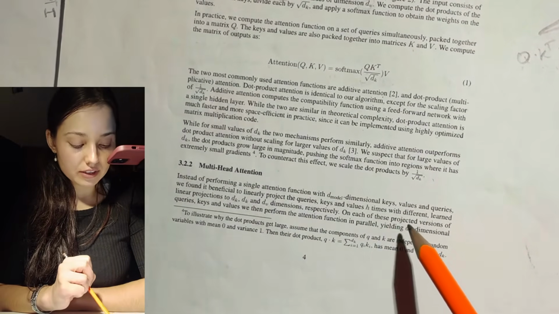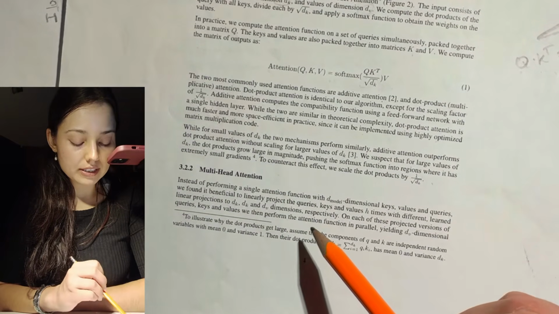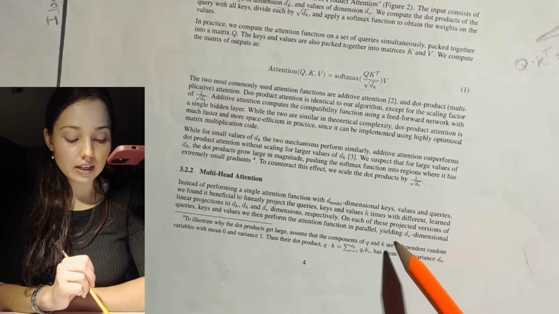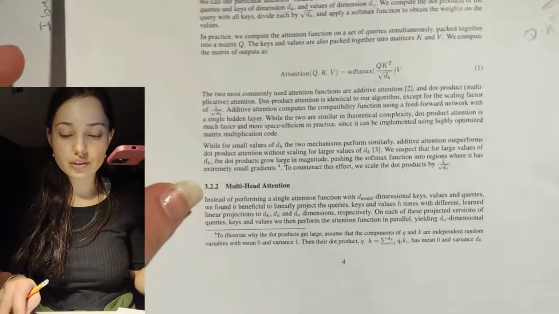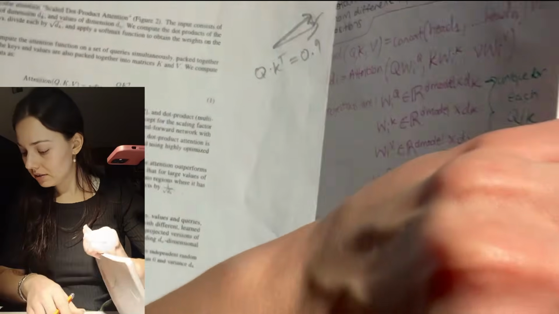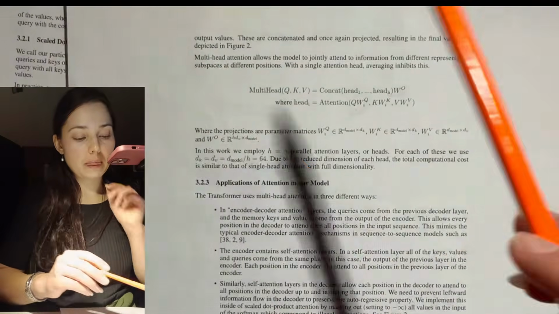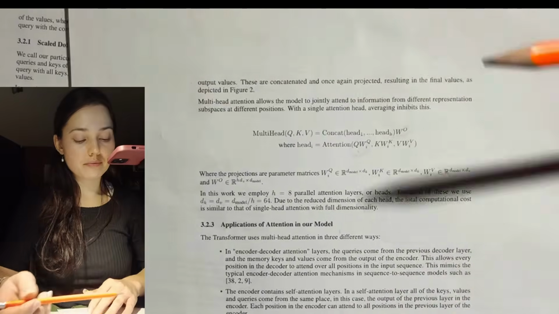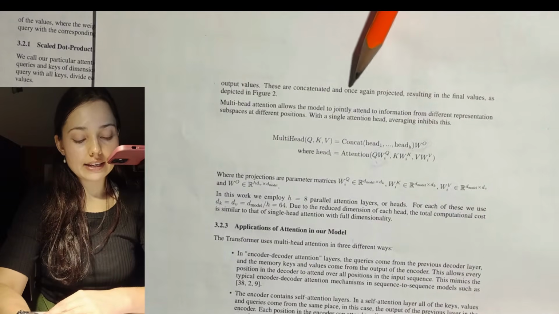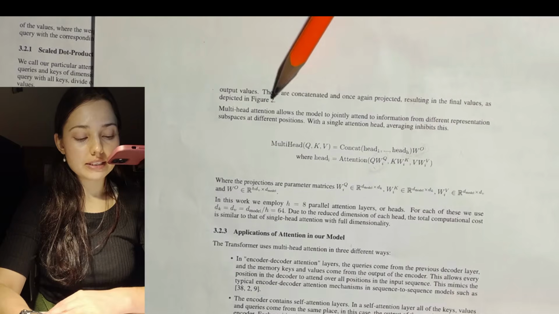On each of these projected versions of the queries, keys, and values, we then perform an attention function in parallel, yielding dv dimensional output values. These are concatenated and once again projected, resulting in the final values as depicted in figure 2.